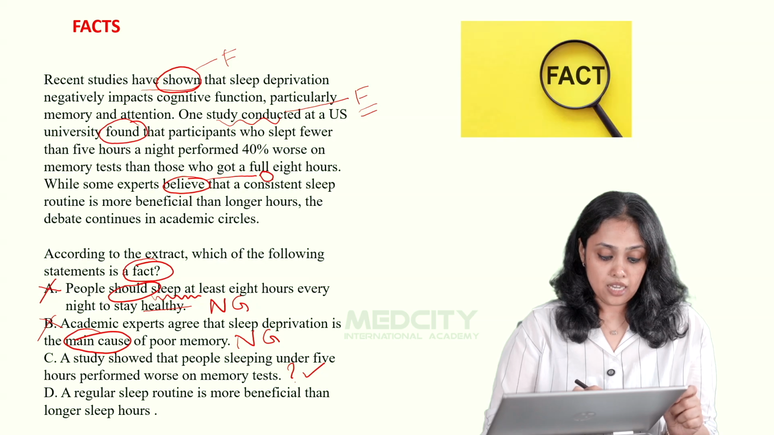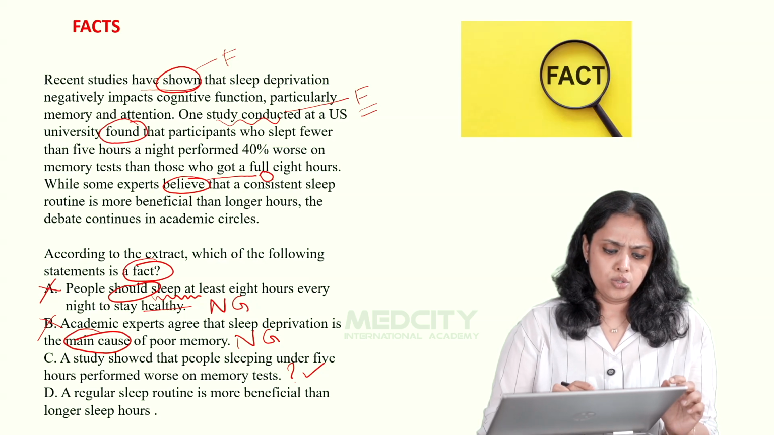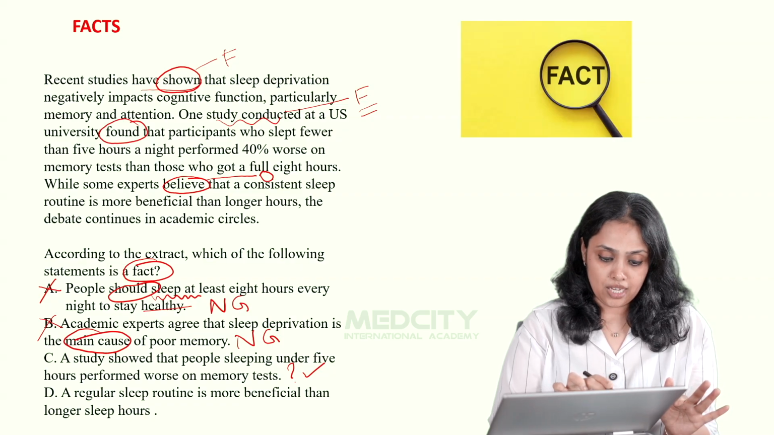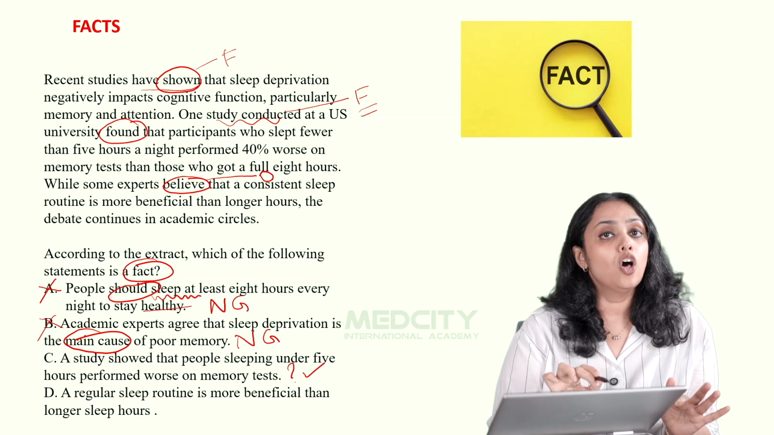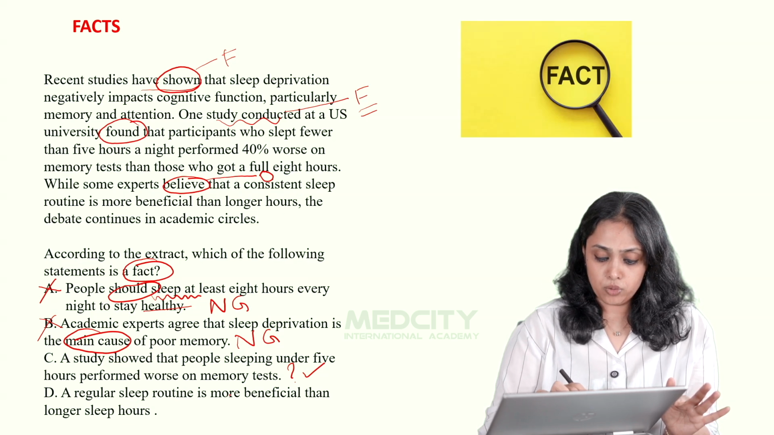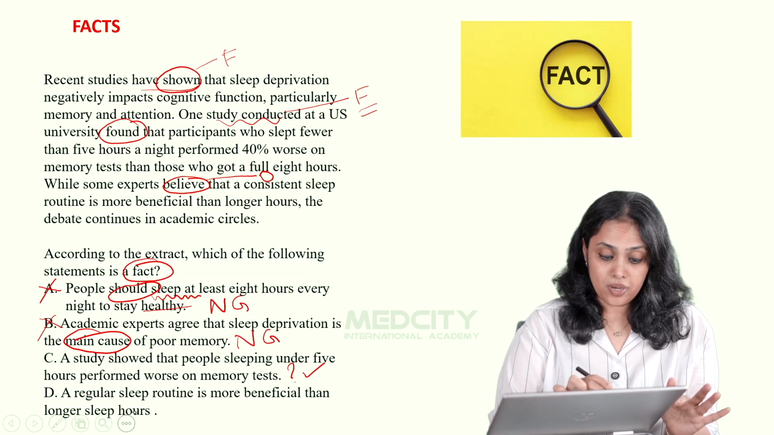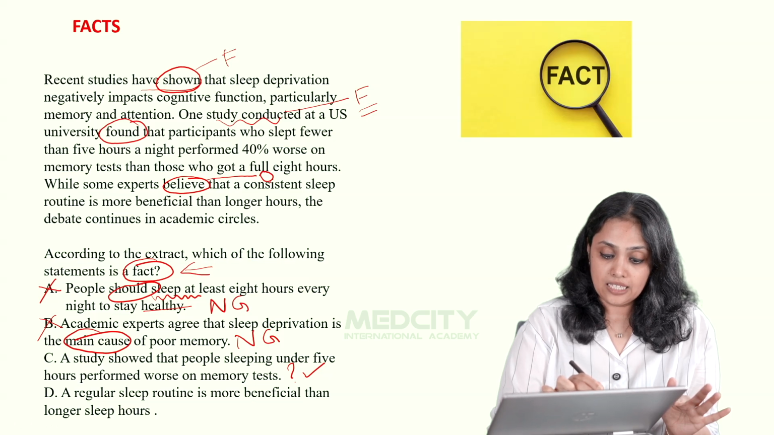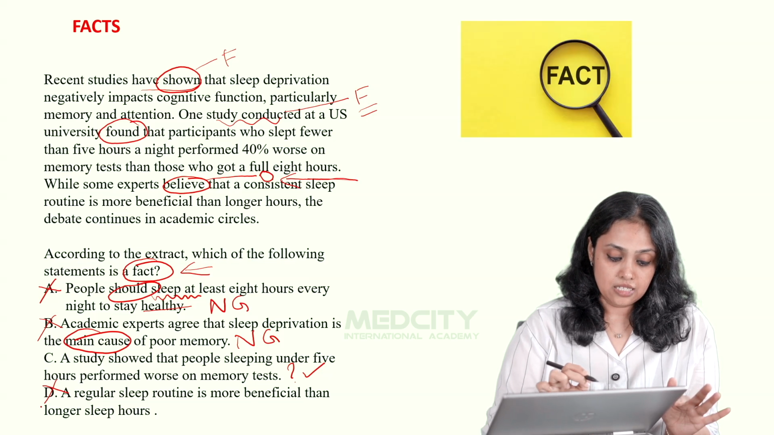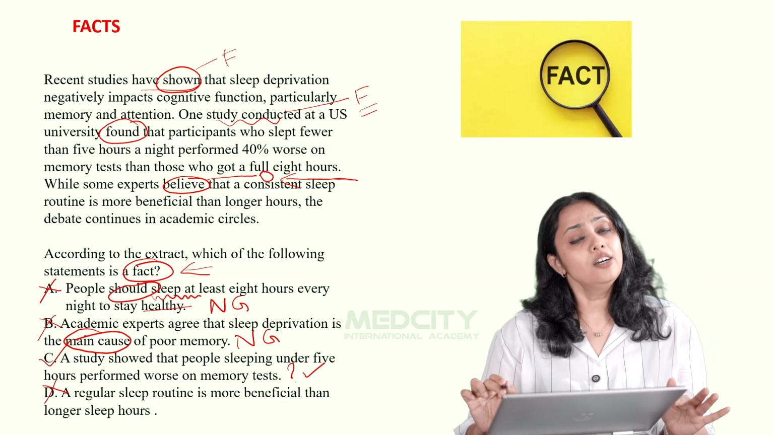What does the fourth option say? A regular sleep routine is more beneficial than longer sleep hours. So that idea is given in the extract. It is mentioned that consistent sleep routine is more beneficial than longer hours. It is paraphrased into regular sleep routine is more beneficial than longer sleep hours. But what is the problem here? The question asks for a fact, and as per the text, this is an opinion. For that reason, we cannot consider D as well, which means that option C is the right answer.